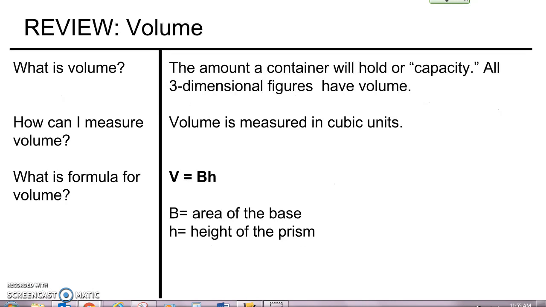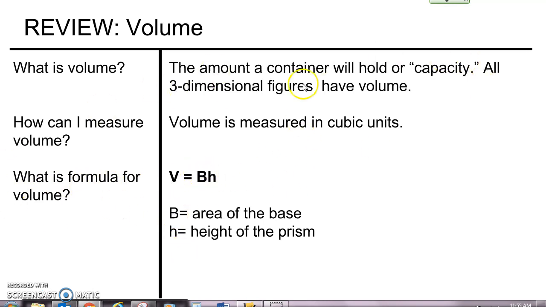Alright, this is a review. You already have this in your notes, so you do not need to copy this again, but let's just quickly review what is volume. It is the amount a container will hold or its capacity. All 3D figures have volume. How can I measure volume? It's in cubic units. Remember, units cubed with a little exponent of 3 on it. The formula for volume is the area of the base times the height.